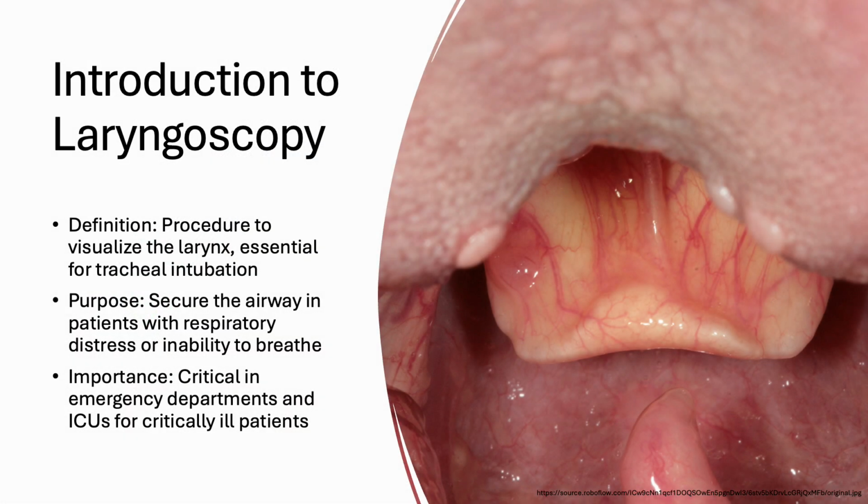Introduction to laryngoscopy. Laryngoscopy is a key skill in critical care and emergency medicine. It's primarily used to place an endotracheal tube into the trachea to protect the airway and ensure ventilation. It's not just for intubation, it can also be diagnostic. But our focus today is on its role in securing airways.